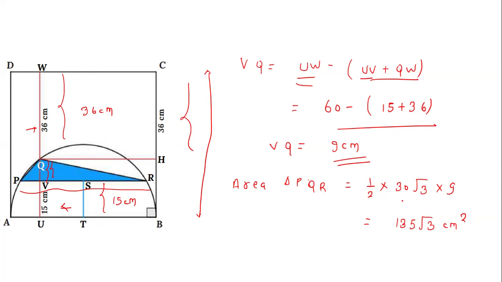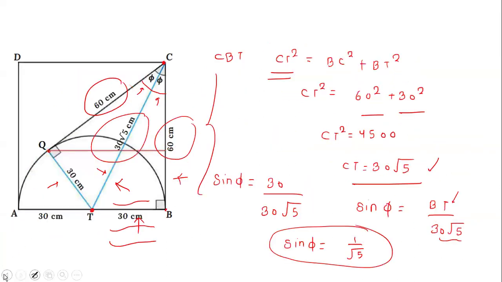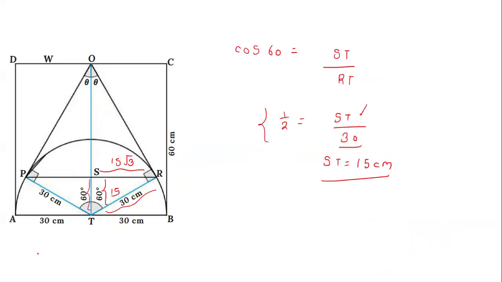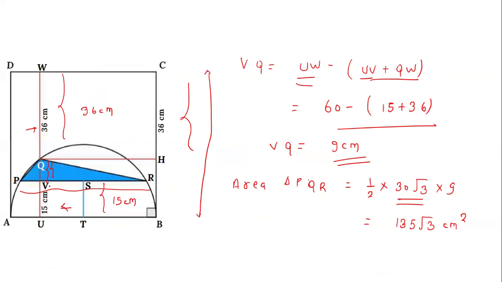So now you know the PR, which is 30 root 3 as we calculated previously, and this ST is 15. You can also see that I used this for calculating the VQ. This 15 is the value of this ST. So we can put the value of PR as 30 root 3 and the VQ distance is 9 centimeter. So after solving, it will come like 135 root 3 centimeter square is the area of the triangle PQR.